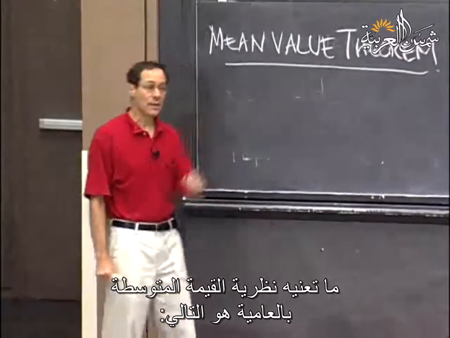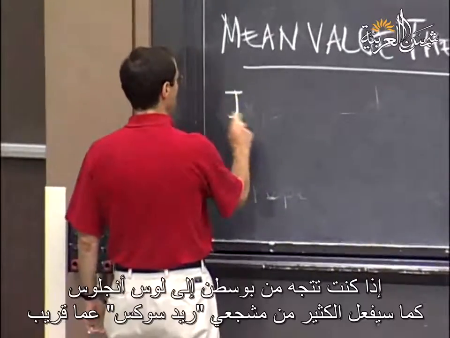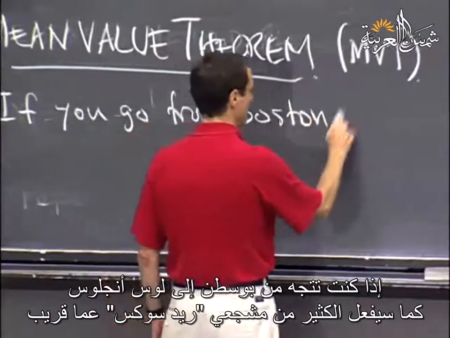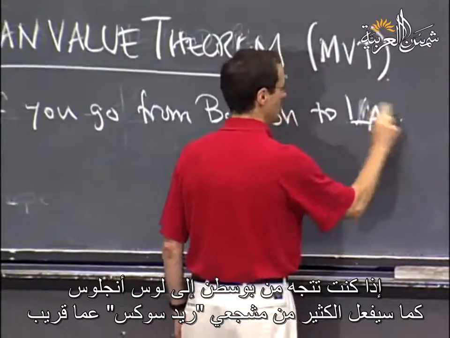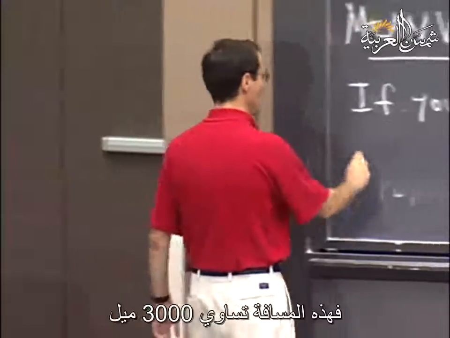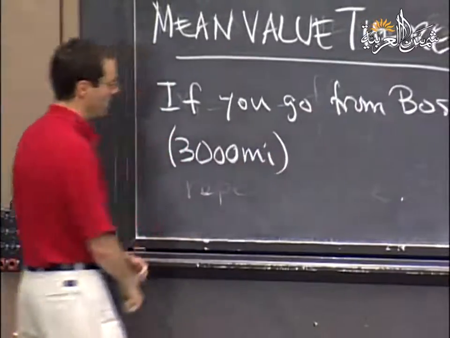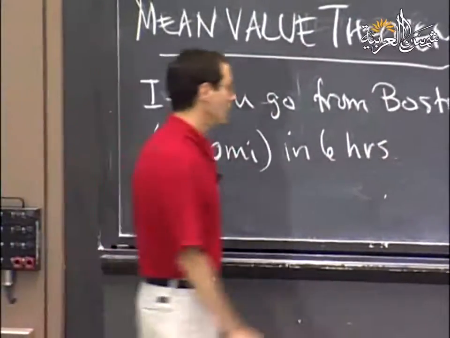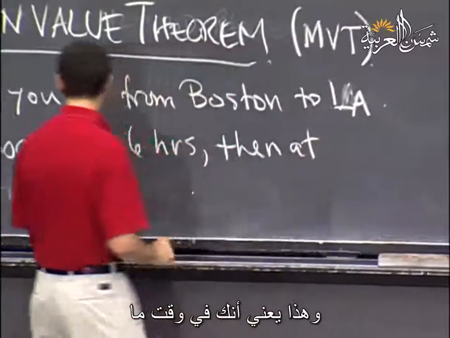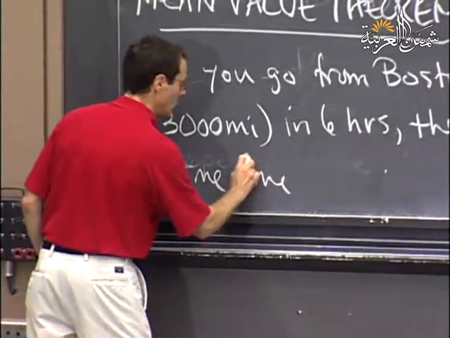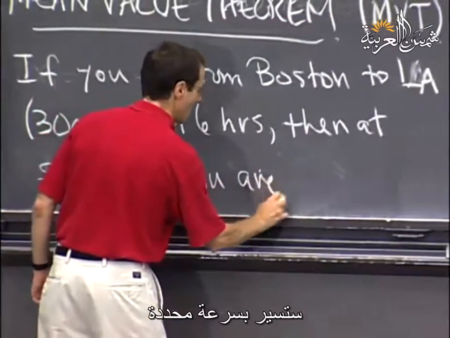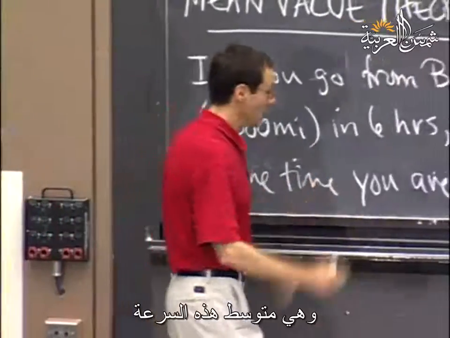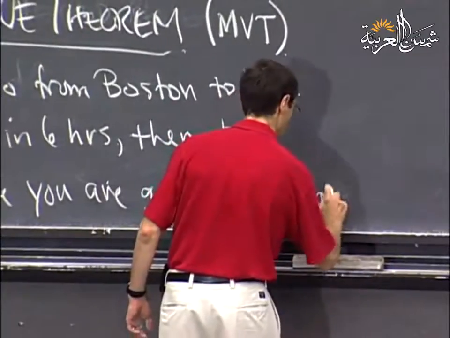The mean value theorem colloquially says the following. If you go from Boston to LA, which I think a lot of Red Sox fans are going to want to do soon. So that's 3,000 miles in 6 hours. Then, at some time, you are going at a certain speed, the average of this speed.